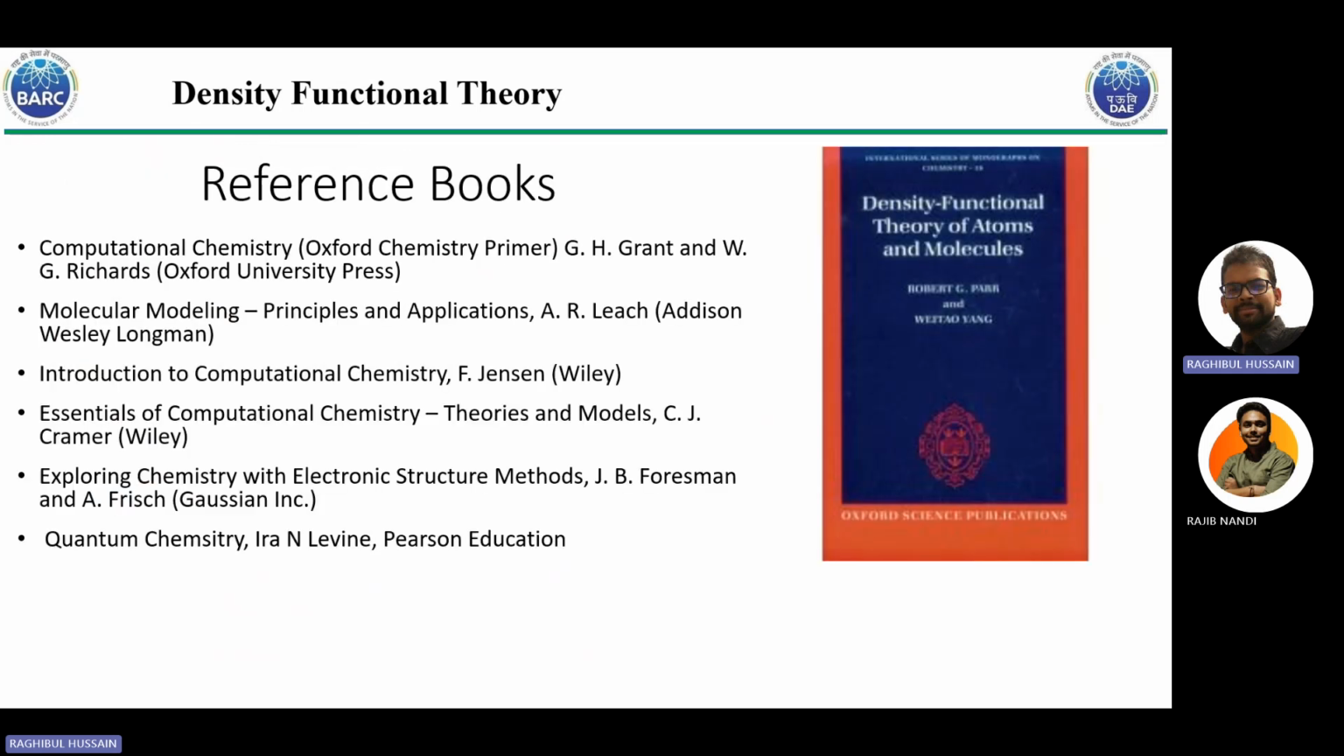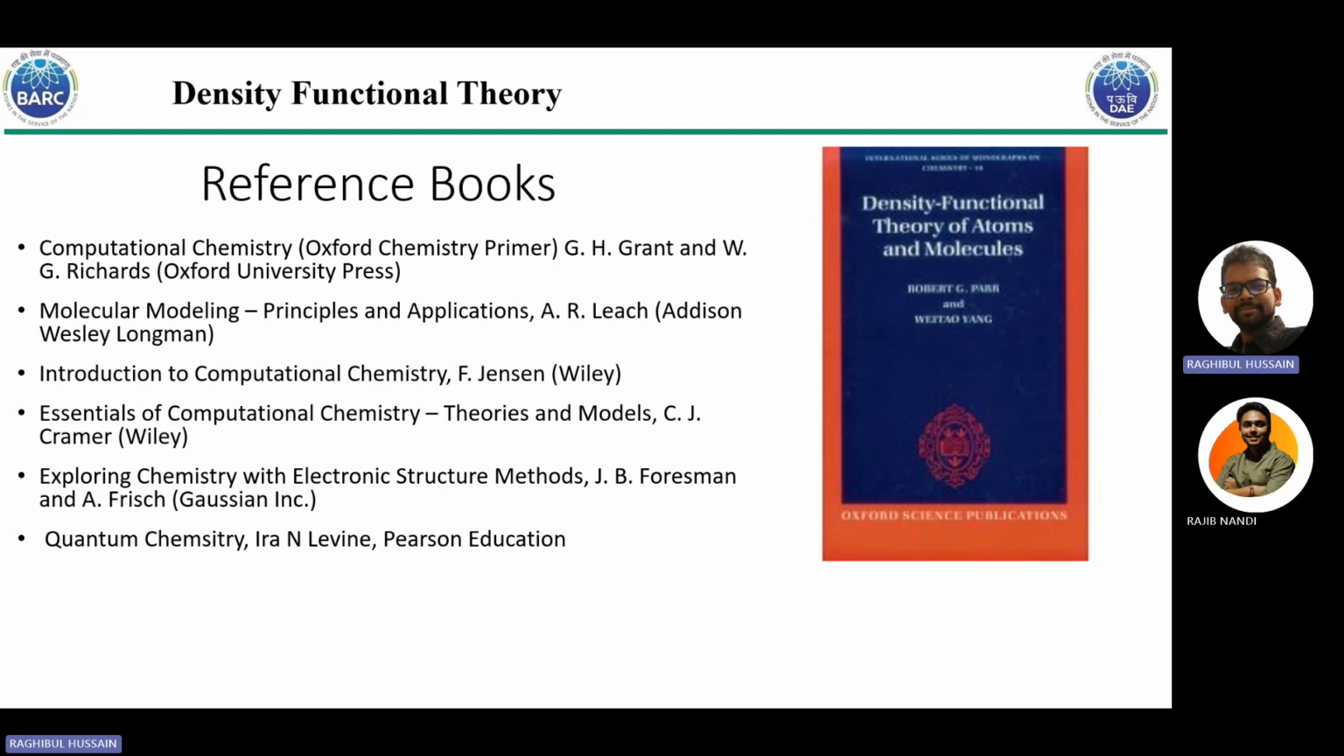After that, this is the reference book. I follow this book very sincerely: Density Functional Theory of Atoms and Molecules. It is a wonderful, very fundamental book, and those who want to go deep into density functional theory should read it. Some people may have read Quantum Chemistry by Ira Levine. Whatever lectures I have given, I have followed Levine. For students, it is a very good book for understanding.